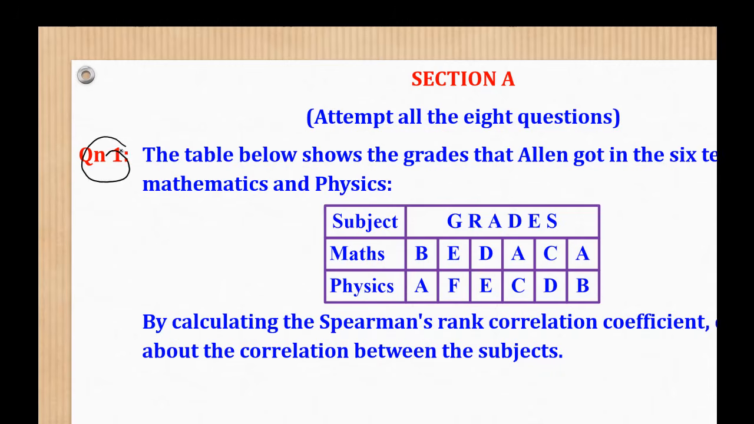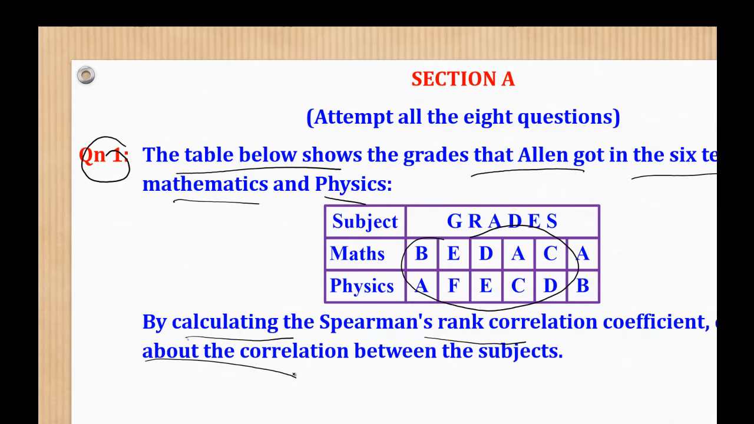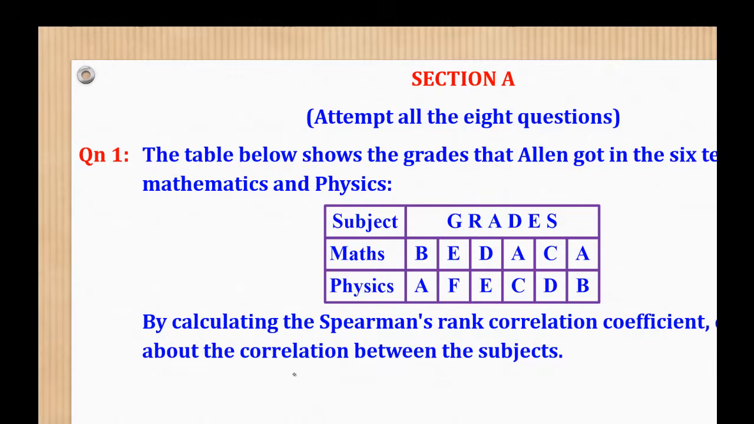So question 1 says, the table below shows the grades that Alan got in the 6 tests she did of mathematics and physics, which are these ones. By calculating Spearman's rank correlation coefficient, comment about the correlation between the 2 subjects. So we shall come and tabulate the values. So we shall get values of x and also values of y. Then we shall begin ranking.